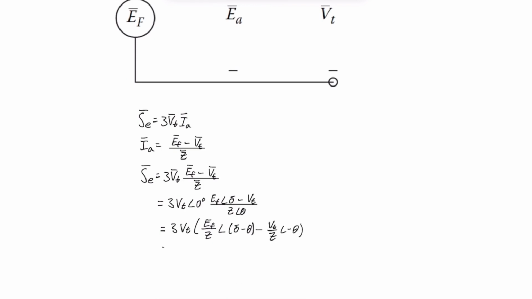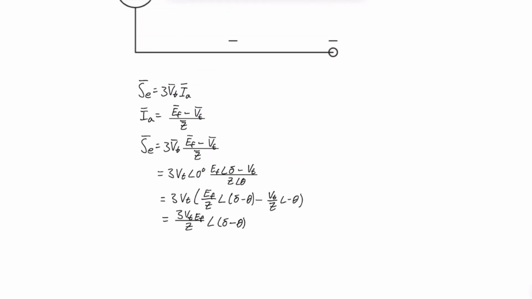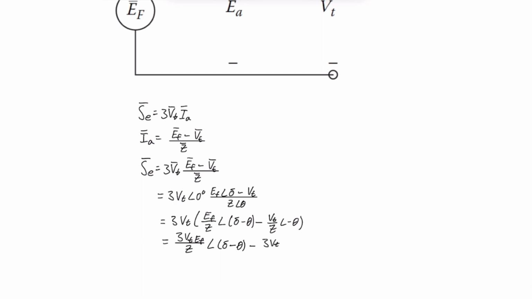And now we get that the power is equal to 3 times the terminal voltage multiplied by the internal voltage divided by Z, with the angle delta minus theta. And the other term is multiplied by 3 times the terminal voltage, which leaves us with this, and the angle minus theta. If we now want to find the active power, it should be pretty easy. It is 3 times the terminal voltage multiplied by the internal voltage over Z, the impedance. And then we just take cos of this angle. And then we do the same for the other part, and cos of minus theta, which is actually just cos theta.